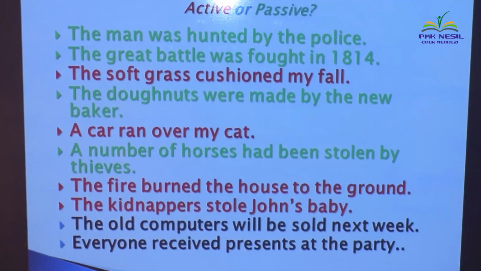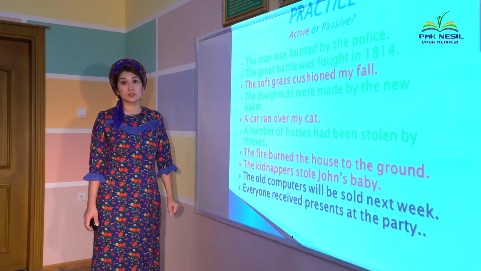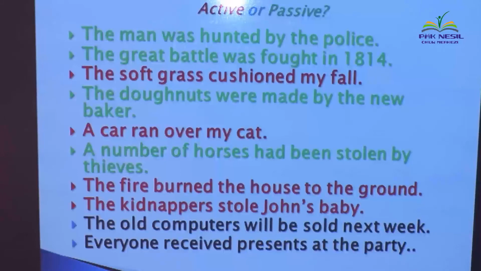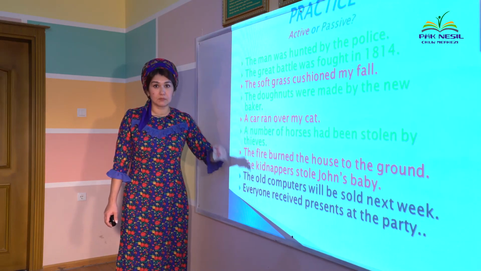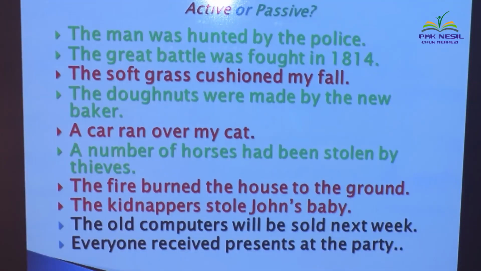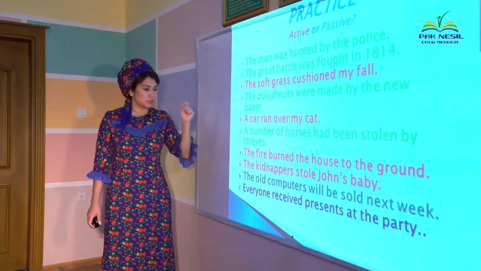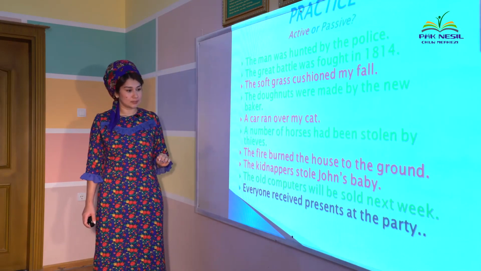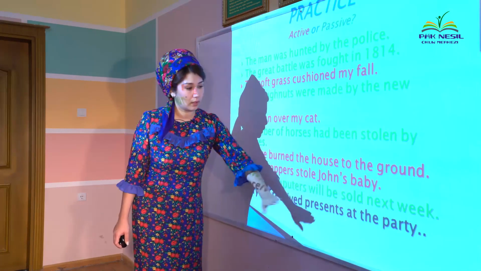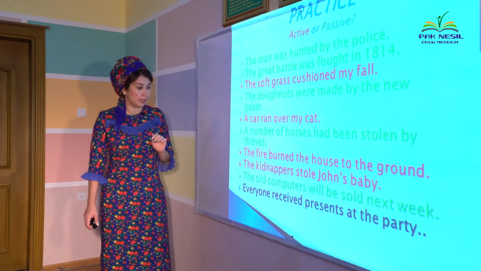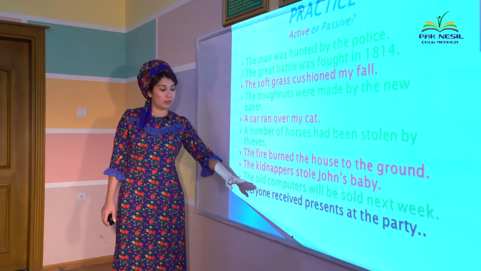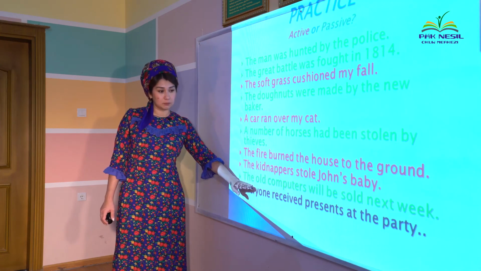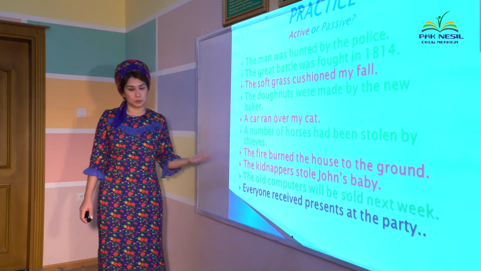Good, continue. The old computers will be sold next week. We don't have by here, but think it over. First of all, what tense is this? Yes, future tense, future simple tense. And is it active or is it passive? That's right, this is a passive voice sentence because we have here will be sold, yes? And we don't have a subject here, we don't have the doer of the action here, this is the object, right? The old computers will be sold next week, right?